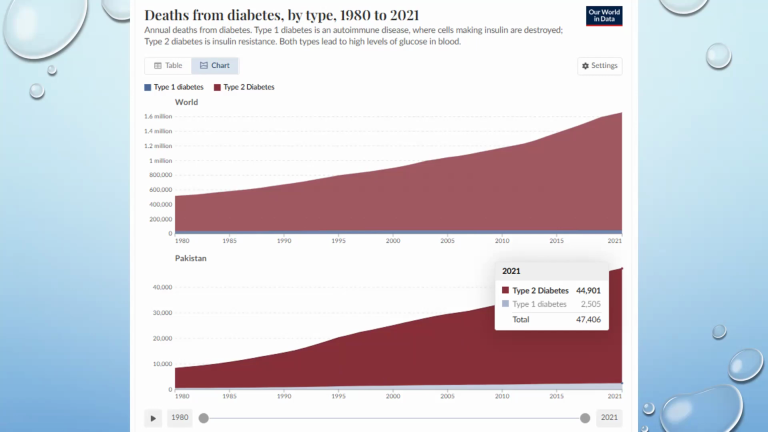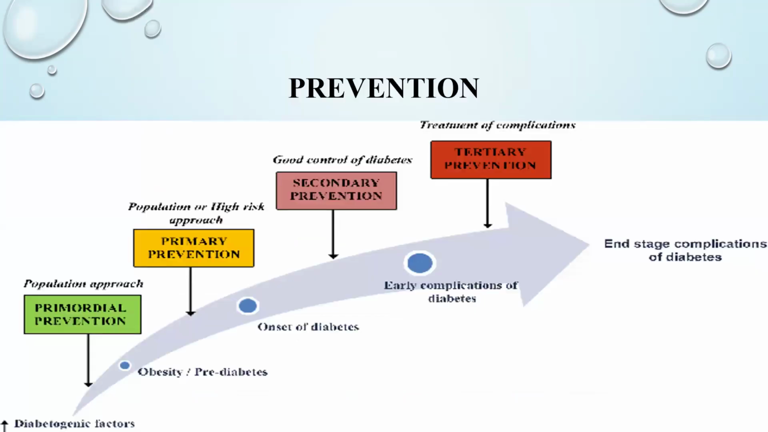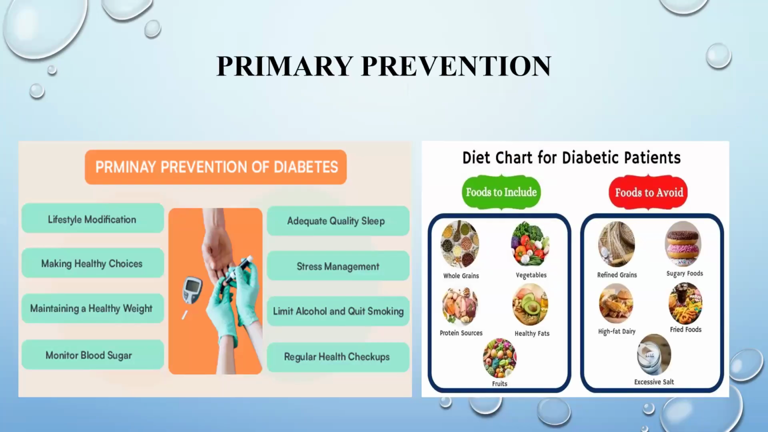The prevention of diabetes is the most important thing, and it is the mainstay of the treatment, and it revolves around primary, secondary, and tertiary prevention. So again, for primary prevention, lifestyle modifications are very mandatory for patients with diabetes, making healthy food choices to maintain a healthy weight. Weight reduction is an important aspect of the treatment of diabetes. Then monitor blood sugar, adequate quality sleep, stress management, limited alcohol, quit smoking, and regular health checkups.